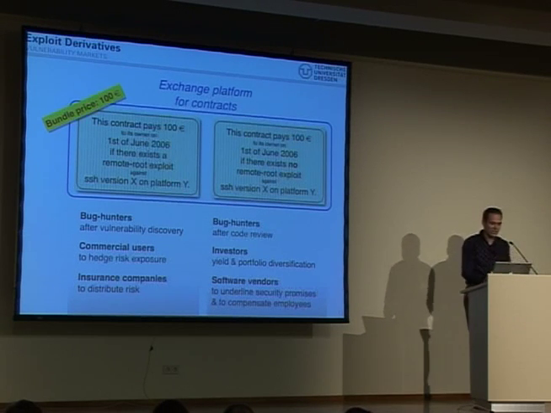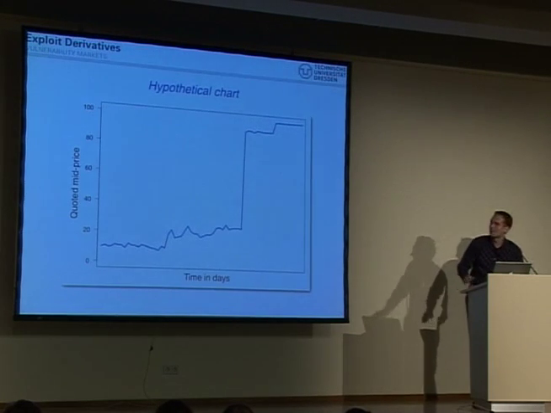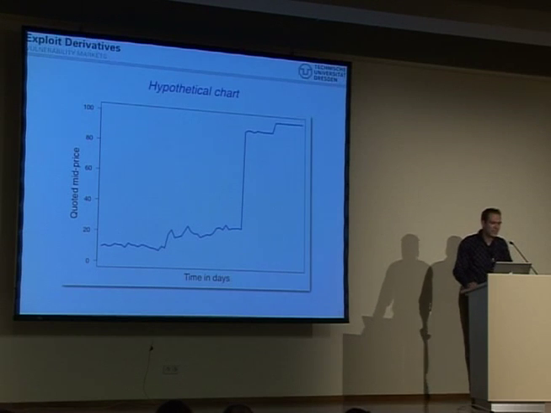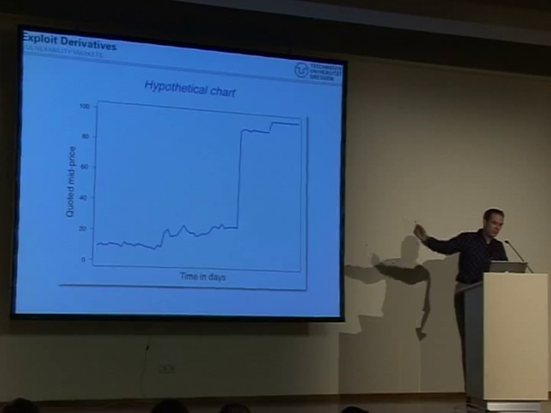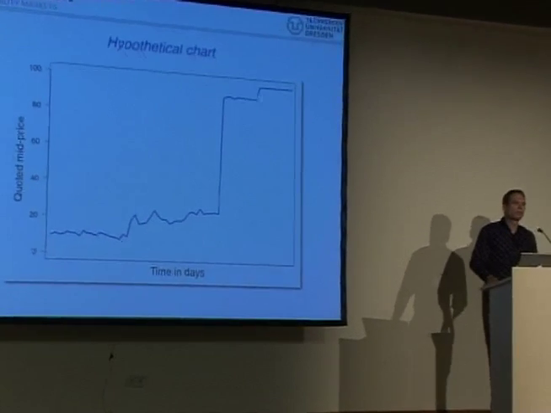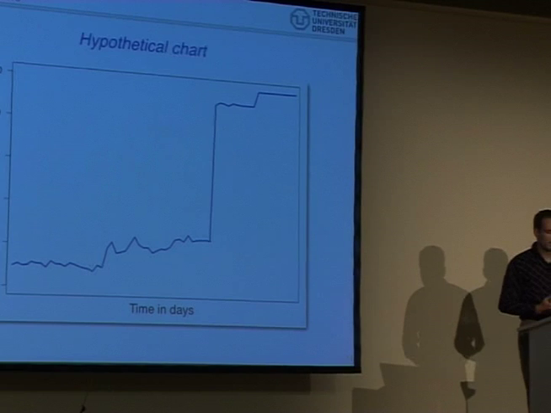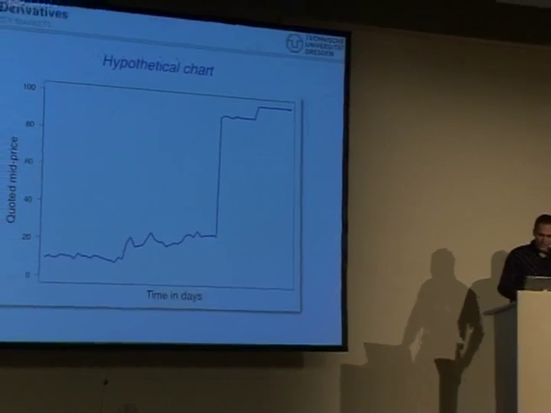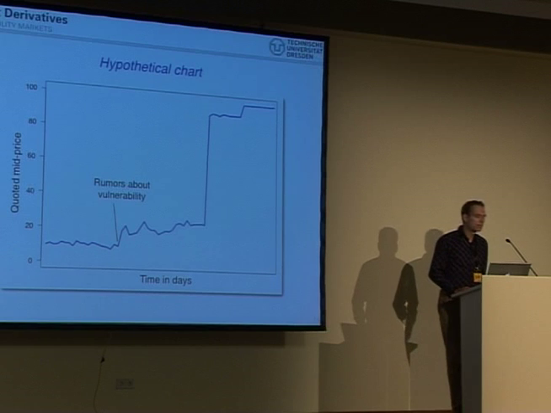So let's just have a brief look at a hypothetical chart of this non-existing vulnerability or exploit derivative market. With the time and days here and the quoted mid price for the contract that pays out if there is a vulnerability reported. And you see that it increases over time, and we have several market points.